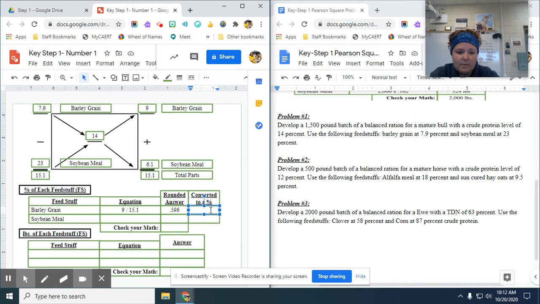Now we're going to turn that into a percentage. You just move the decimal point 2 to the right. So it's going to be 59.6%. We're going to do the exact same thing for our soybean meal.